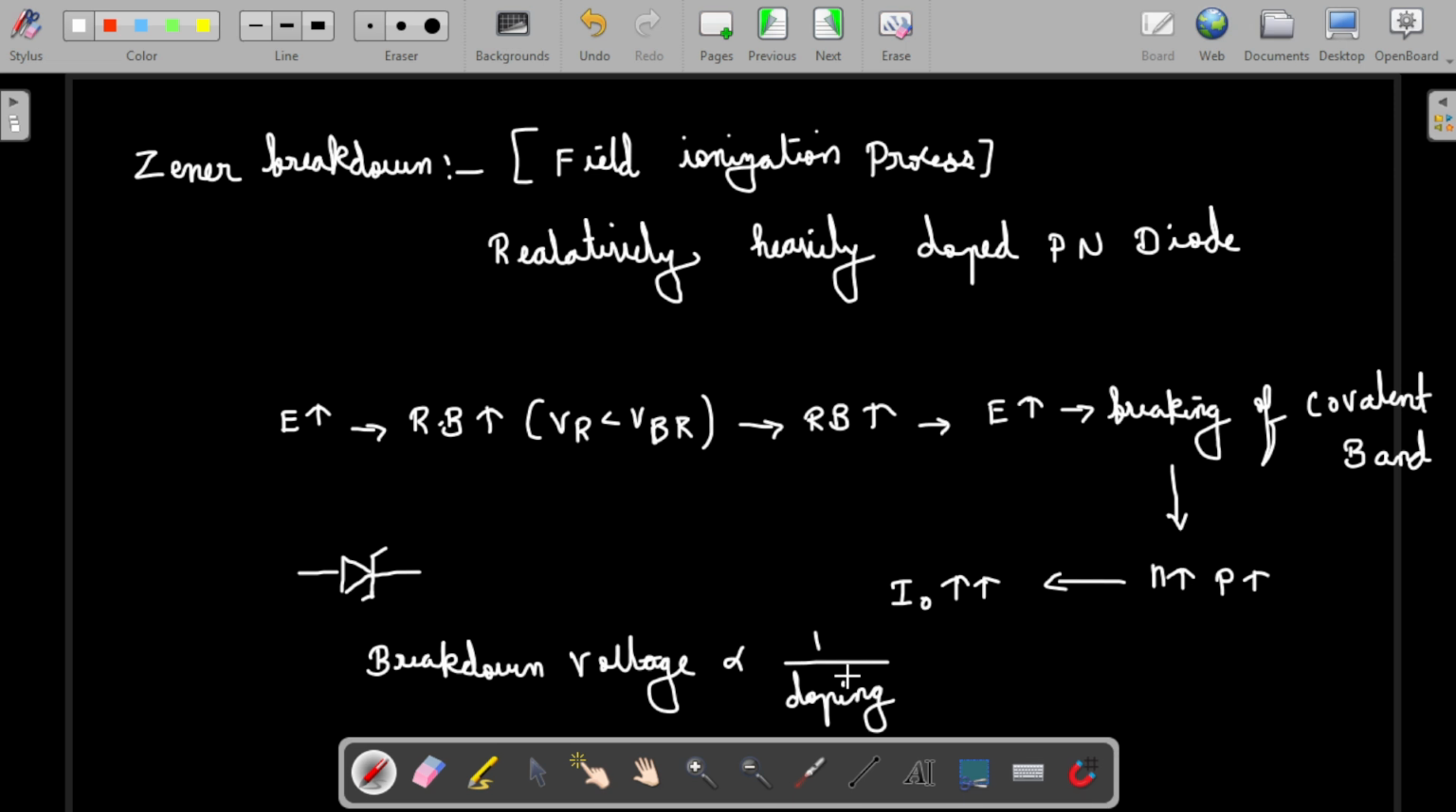From the next class, we can start with the other kinds of special diodes, like the solar cell and photoelectronic cell applications. So from the next class, we will be starting with special devices together.